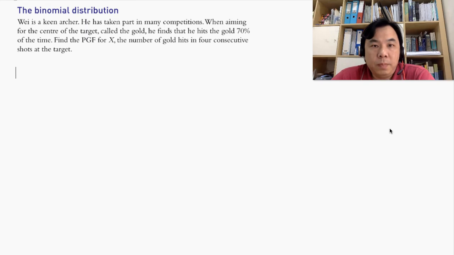Right. Now, just by reading this sentence, we know that there are both success and failure. So 70% of the time, he's successful in hitting the goal, and 30% he fails to do so. The number of trials involved is 4 consecutive trials, and we are assuming that all the events are independent. Therefore, we can represent this as a binomial distribution.